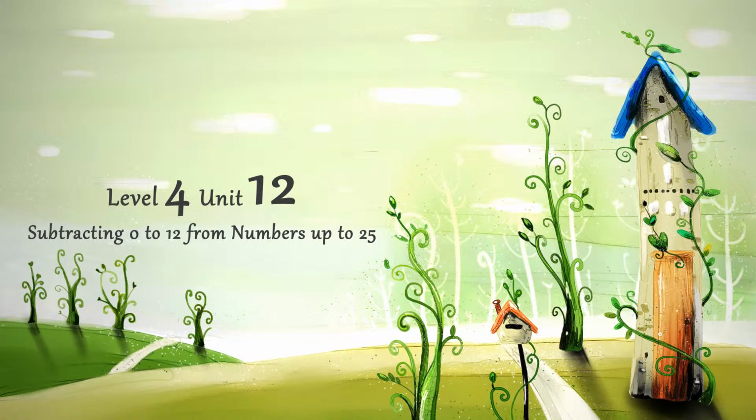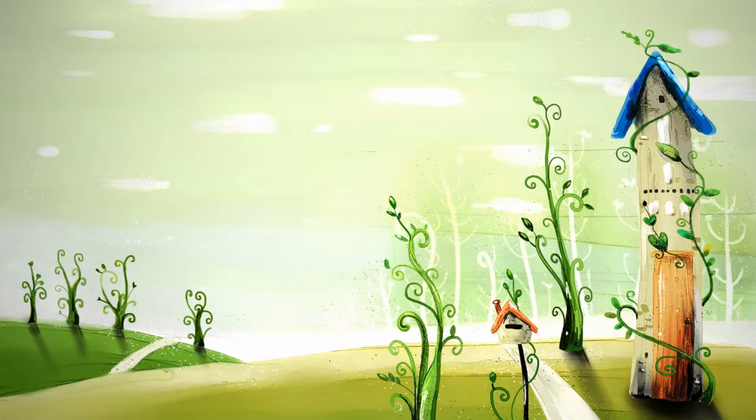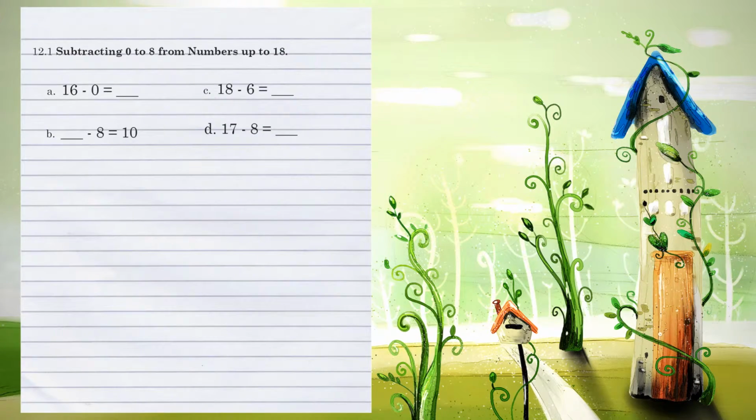Level 4, Unit 12, subtracting 0 to 12 from numbers up to 25. Unit 12.1, we're going to subtract 0 to 8 from numbers up to 18. Example A, 16 minus 0 equals what? Well, if we're not taking anything away from 16, that means our answer is going to be 16.